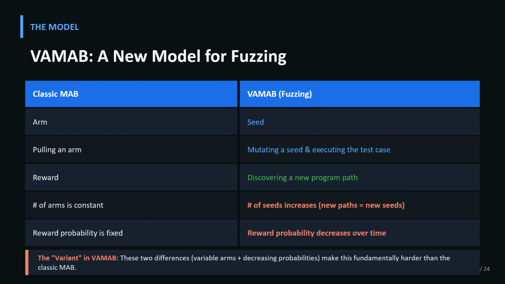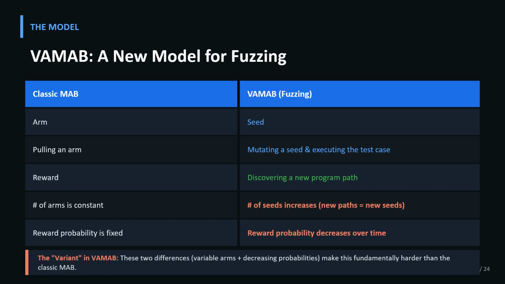The authors propose VA-MAB, a variant of the adversarial multi-armed bandit. Let me walk through the mapping. Arms map to seeds. Pulling an arm corresponds to mutating a seed and executing the resulting test case. A reward is discovering a new program path. So far, that's a straightforward MAB mapping. But here's where the variant comes in, and this is what makes the paper's contribution novel.